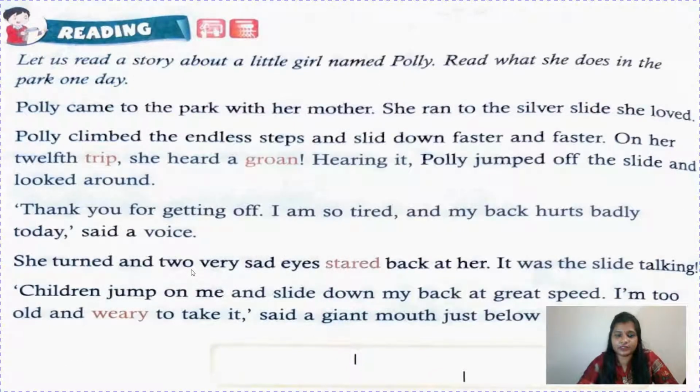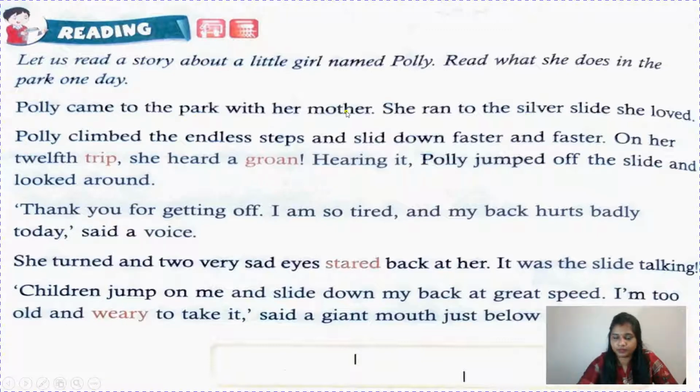So let's start reading this story. Let us read a story about a little girl named Polly. Read what she does in the park one day. So it means there we will get to see some park where swings will be there, beautiful trees, flowers, butterflies, okay, and many children also with their parents.